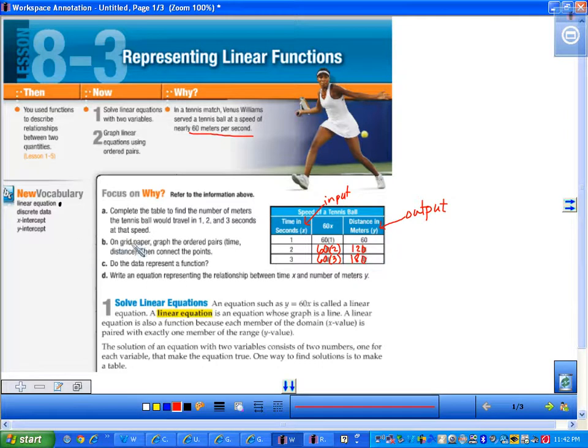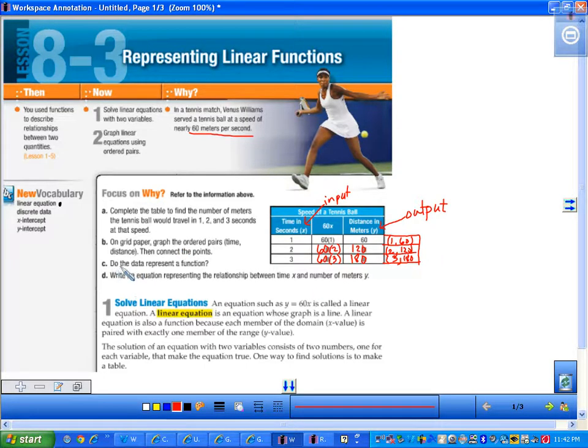It says, on grid paper, graph the ordered pairs. Notice they don't give you a section for your ordered pairs, so I'm going to extend the table out. My ordered pairs will be 1, 60, 2, 120, and 3, 180. Just squeeze it in here, trying to be neat. Okay? So on graph paper, we would graph this and then connect the points.